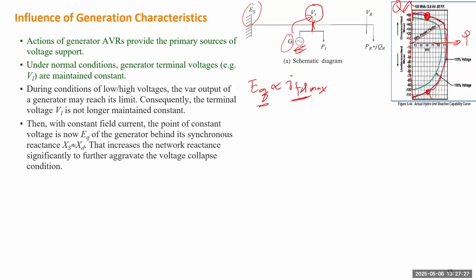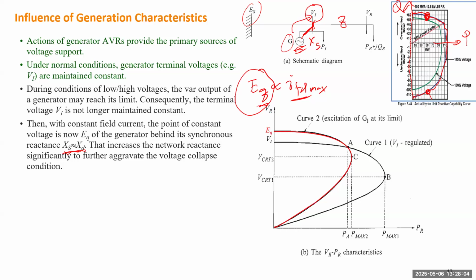Then EQ will be really the internal constant voltage source. And then you still can utilize the radial system we talked about in the previous slide to derive the PV curve. But right now you need to use this EQ. And if there's any impedance, you also need to add the impedance, which is the synchronous reactance inside of the generator. So you need to add this synchronous reactance to the impedance. So the total impedance will increase. So that will change the PV curve.